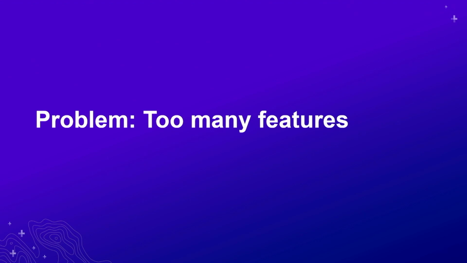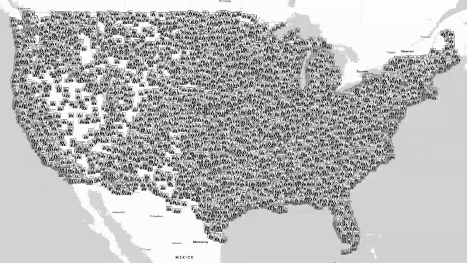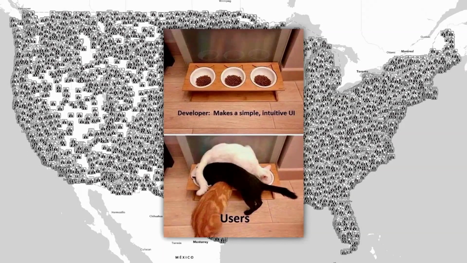So now I want to talk about another problem, which is how do you deal with a map that has too many features? And this is the classic example, right? I'm showing all the schools in the United States, and this map is really painful. So the intention that we had when we designed this map is very different to how our users perceive it. How can we solve this?